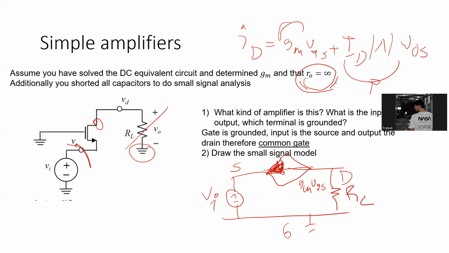Yeah, so RO is always dependent on lambda. So whatever your bias point current is, you times that by lambda, and 1 over that is your RO. What if you have no lambda? If lambda equals 0, then it's going to be infinite, which means there's no RO. Okay, I see.